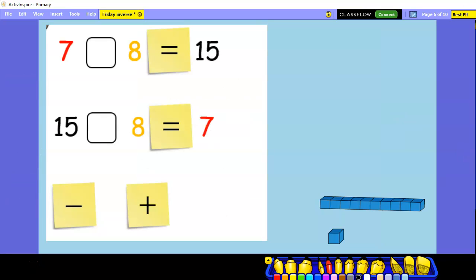Have a look at this one then. I've got 7, 8 and 15. And 15, 8 and 7. They're both saying equals. Which one of these calculations do you think is the subtraction, and which one do you think is the addition?